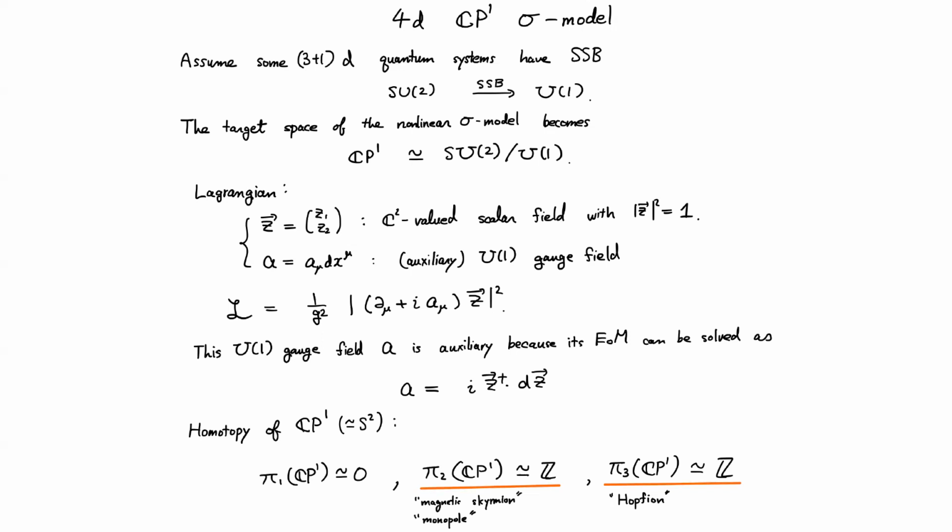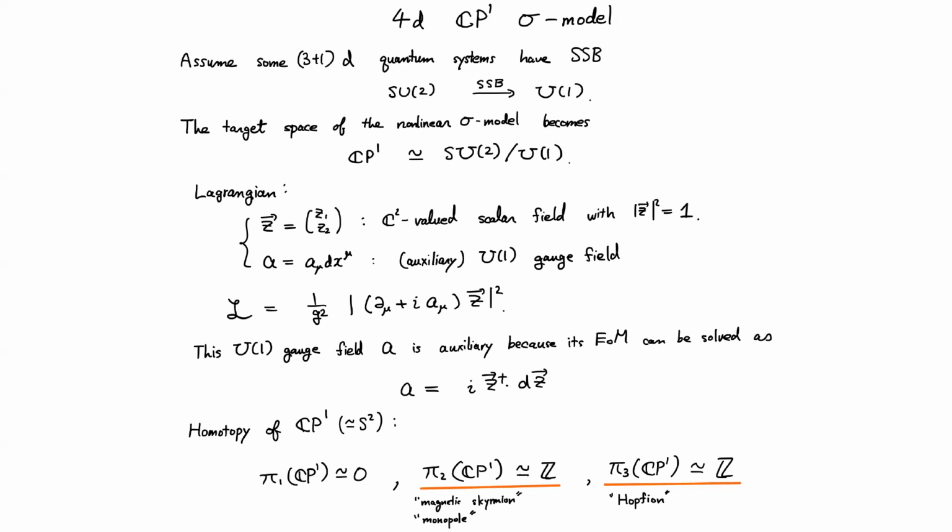And in order to describe the topological solitons of this 4D CP1 model, homotopy is still important data. So let me remind what the relevant homotopy groups are. First, pi1 is trivial, so there is no vortex. For this CP1, which is the same as S2, pi2 of S2 is integer, so you can have what is called a magnetic skyrmion or monopole-like configuration. And the non-trivial fact of this S2 homotopy is that pi3 of S2, or CP1, is also integer.